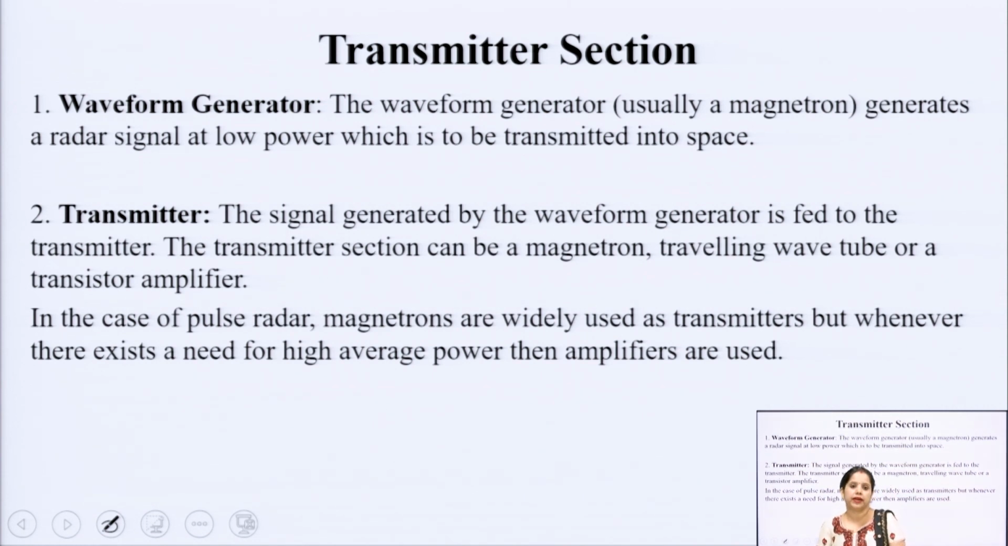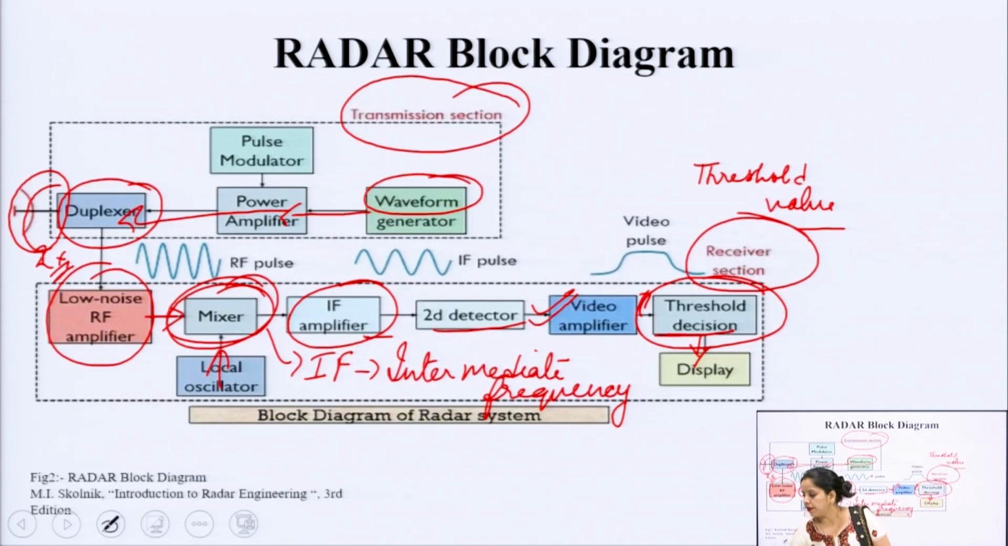Since we know that our radar is divided into two sections, that is the transmitter section and the receiver section. The first one, already known to you, is the waveform generator, power amplifier, pulse modulator and the duplexer. This is a part of our transmitting section. And the receiving section: low noise RF amplifier, mixer, local oscillator, IF amplifier, second detector, video amplifier, threshold decision and the display.